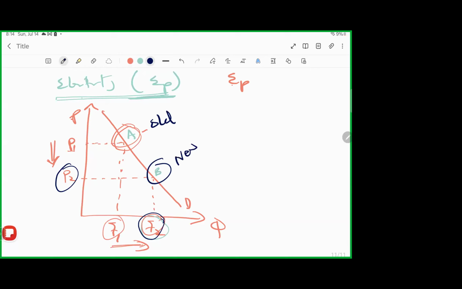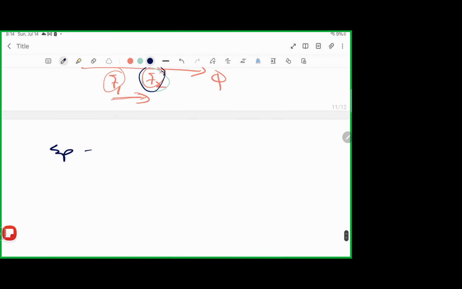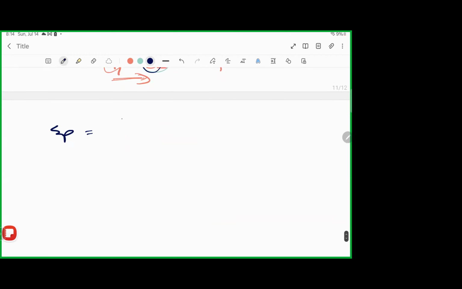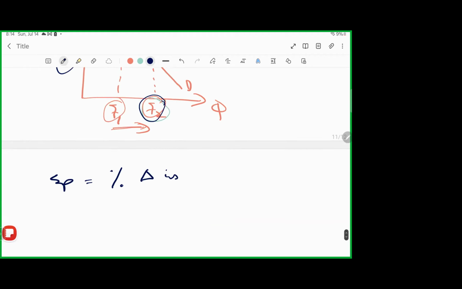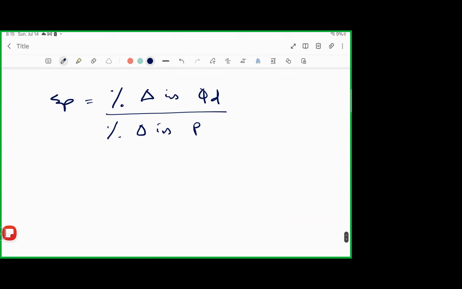So by price elasticity, we are looking at the percentage change in quantity demanded all over the percentage change in price. This can also be written in terms of the new and old values.